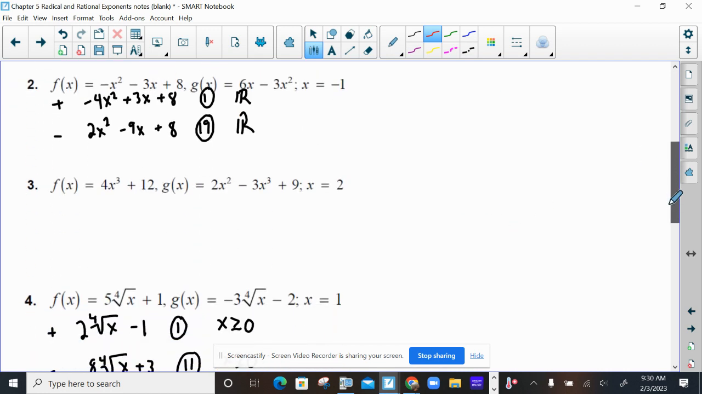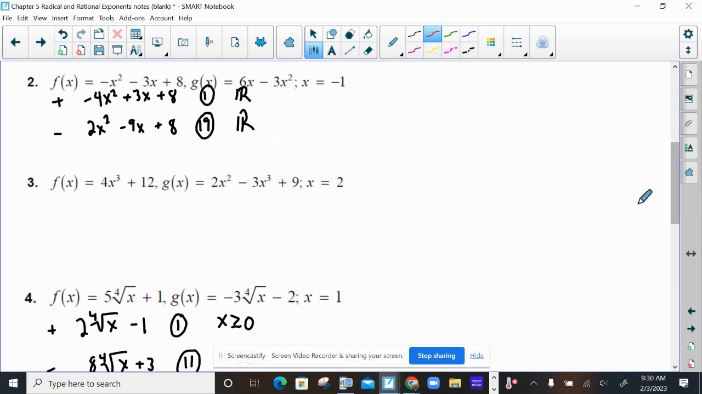Okay, let's skip down to number 3. Number 3 is just like number 2. And so when we add, we're just going to combine like terms. So when we add, I'm going to take all my like terms and combine them. I'm going to get x cubed. And then when I look at my x squareds, I only have 2x squareds. And then my number is going to become 12 plus 9, which is 21.